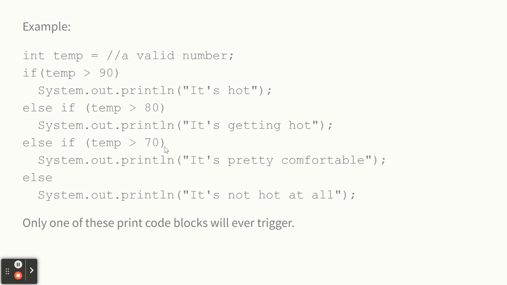If I put 70 up top, then anything over 70 would say it's pretty comfortable, even if it was 1,000 degrees, and then it wouldn't trigger the 90 down below, unless you could do compound statements that would make it be contained. But we're going to learn that next week.